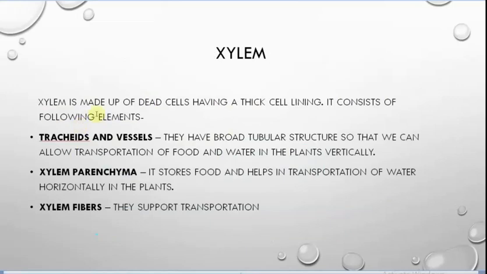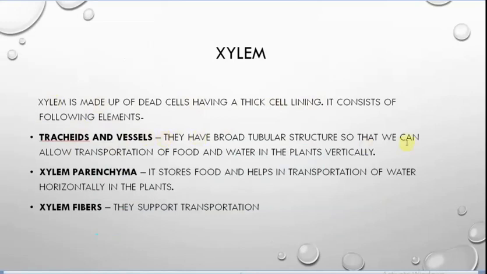Xylem is made up of dead cells having a thick cell lining. It consists of the following elements. Number one is trachea and vessels. Let us see the explanation of this trachea and vessel.